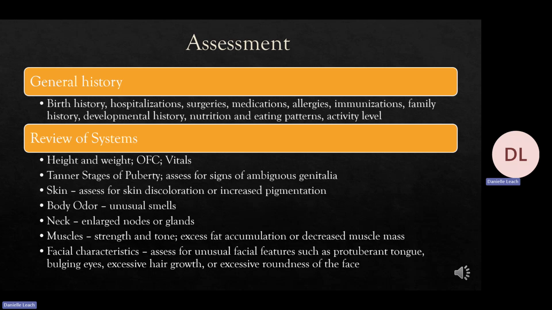Skin-wise, we can assess for skin discoloration or any increased pigmentation. Body odor, are there any unusual smells like fruity or musty smells? Looking at the neck area, are there any enlarged lymph nodes or glands that we can feel? Musculoskeletal-wise, what is the strength and tone of their muscles? Is there any excess fat accumulation or decreased muscle mass? And facial characteristics, we can assess for any unusual facial features such as a protuberant tongue, bulging eyes, excessive hair growth, or excessive roundness of the face.